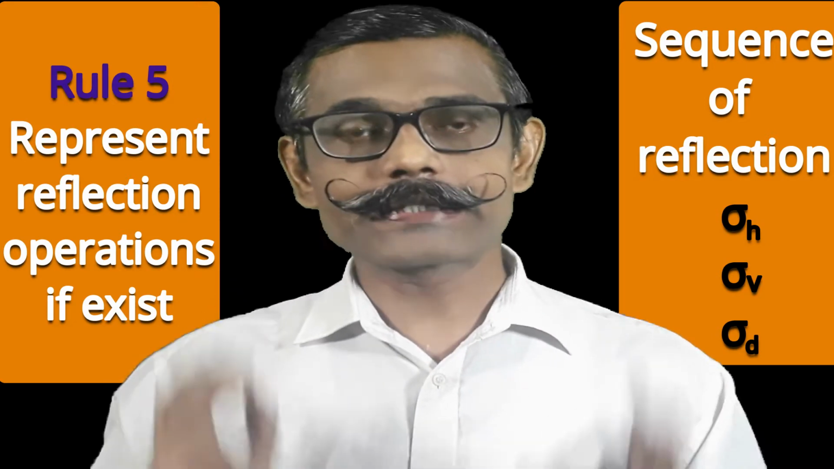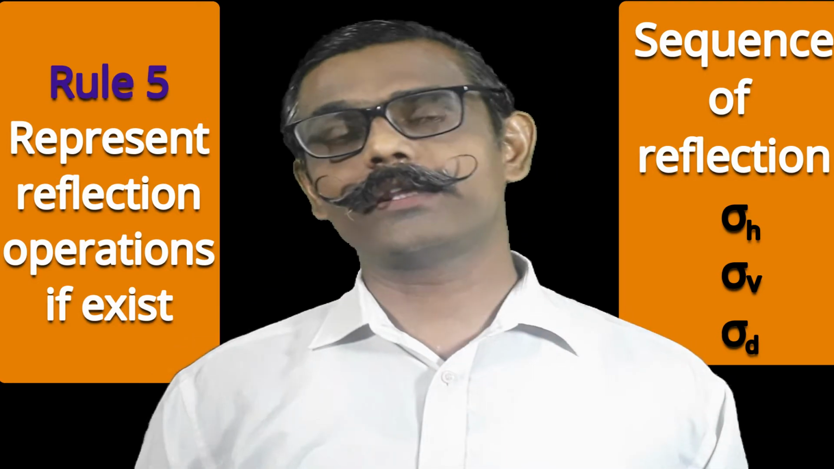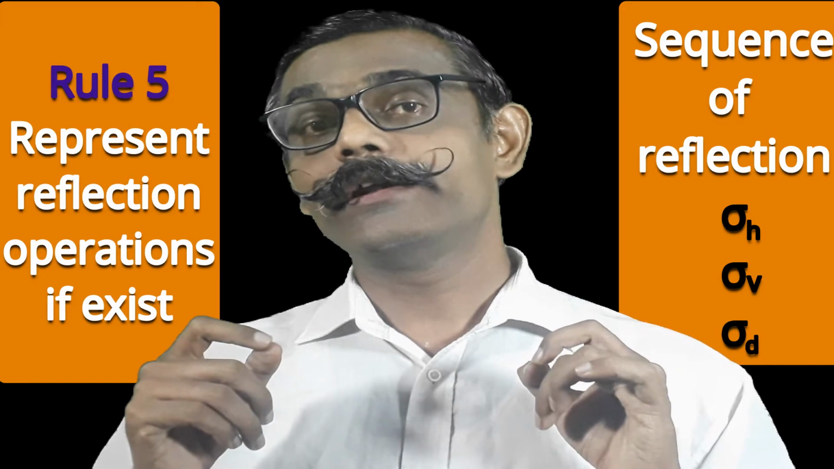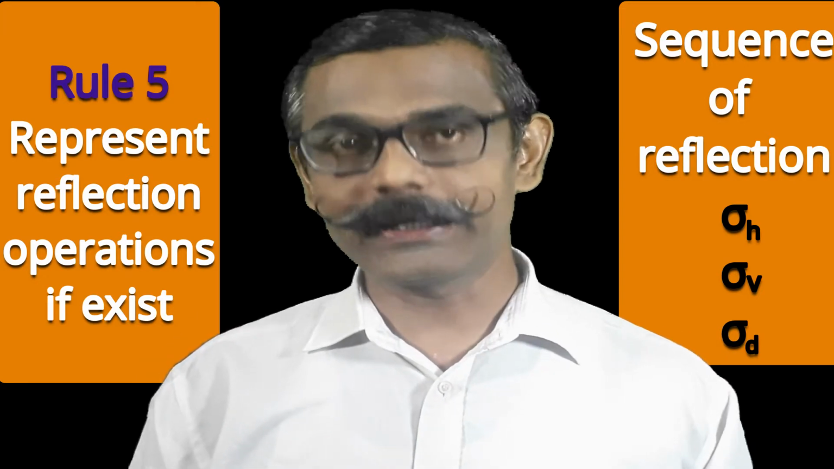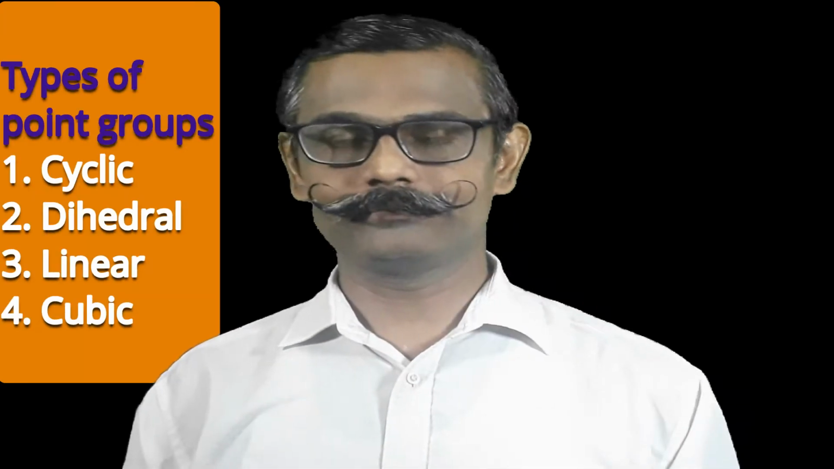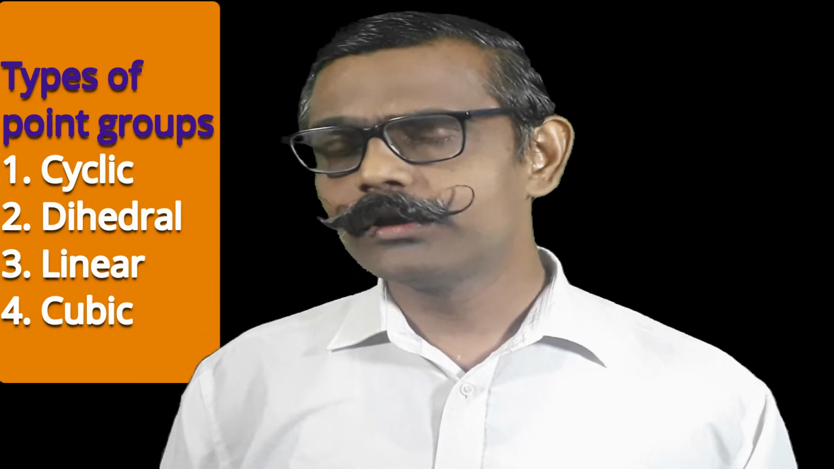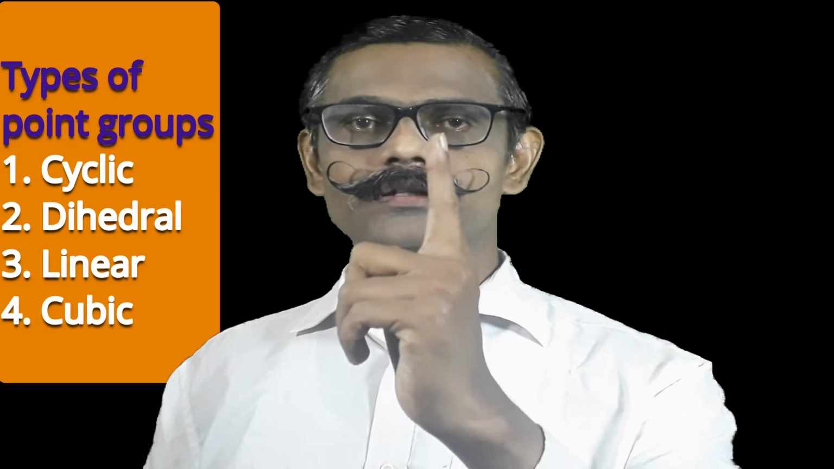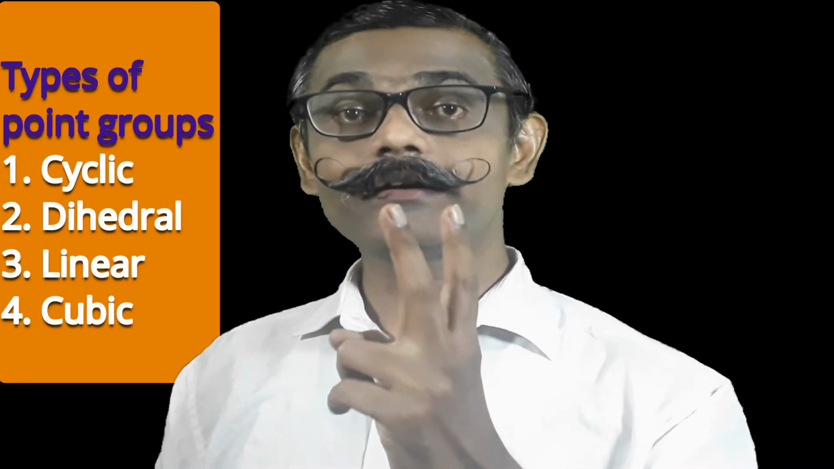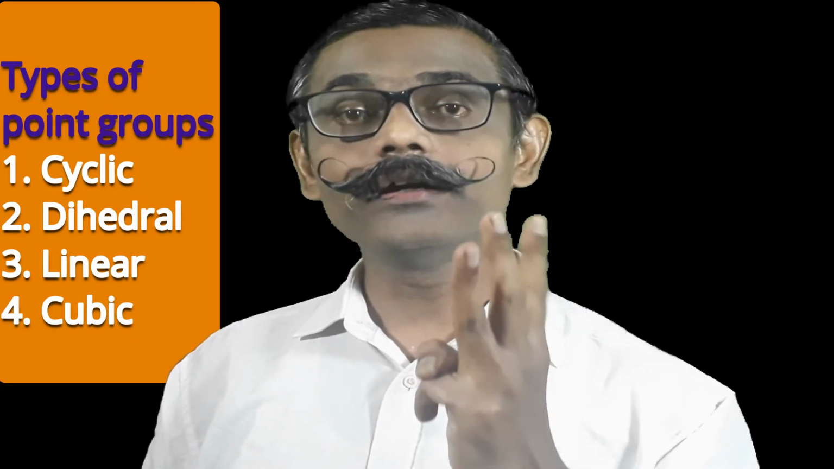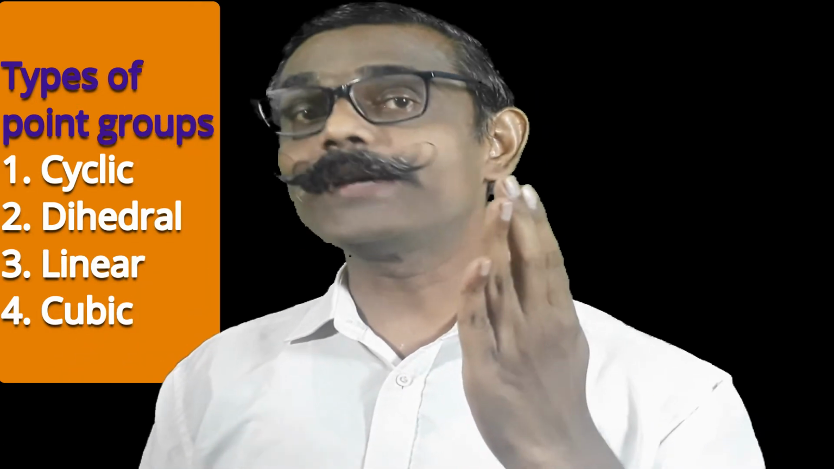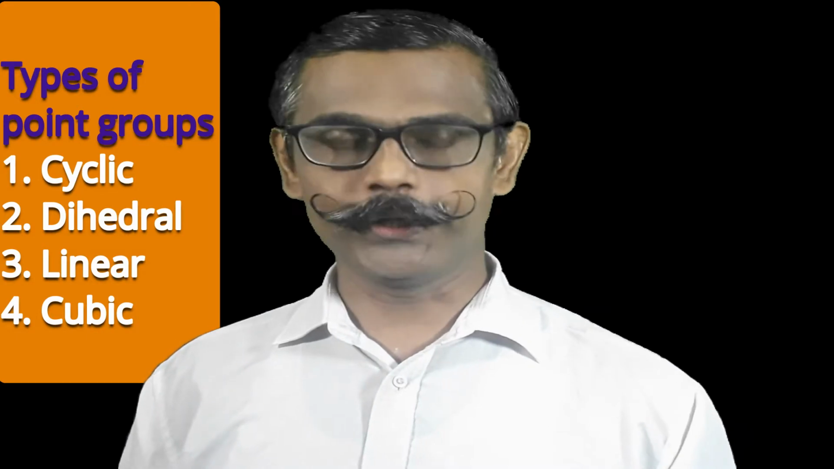In your syllabus, cyclic kind of 3 point groups are there. Dihedral kind of 1 point group is there. And linear, higher symmetry point group, 2 are there. Then what are the types of the point groups? Point groups are of 4 types. The first, cyclic. Second, dihedral. Third, linear or higher order. And fourth, cubic or a special kind of point group.